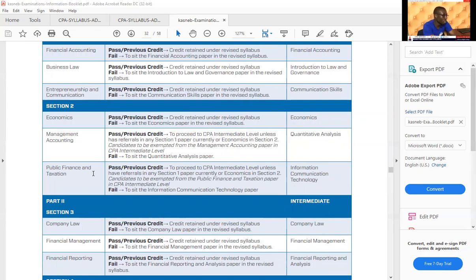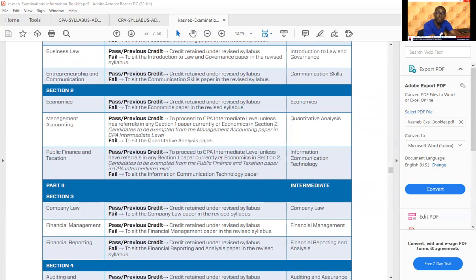Assuming you did your PFT and you passed, it means that you are good. Or rather, if you had a credit earlier on, you're going to retain your credit, and probably you had failed, say, economics. That is when you're going to do only economics, but the credit, you're going to retain it, okay? But in the event that you have failed public finance and taxation in section 2, assuming things went south, we are saying that you are going to do that paper.